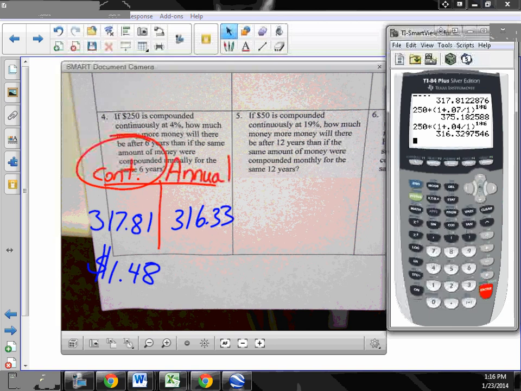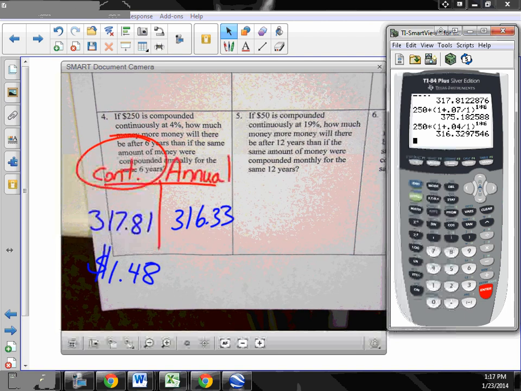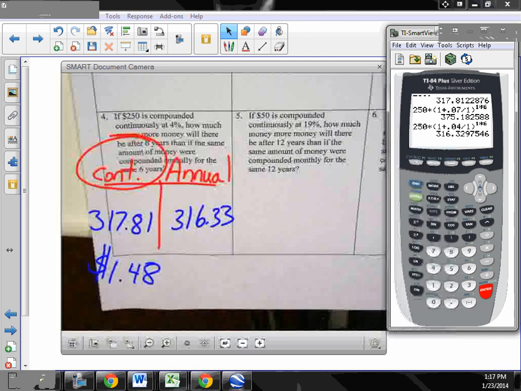But in the real world, continuous and daily are very, very similar. So when you get a loan, they charge you daily interest, which is really, really close to continuous interest. There's not that much difference.